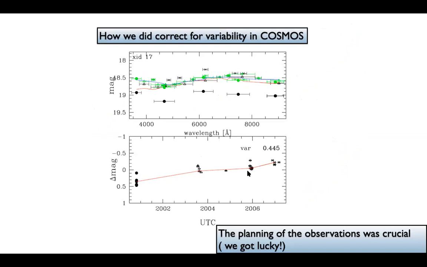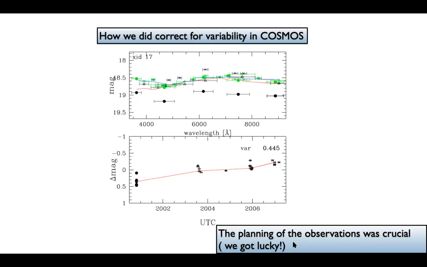So the object became brighter, and you can see here, this is the photometry that was taken with Sloan, and this is our photometry over a few years, over 3 years. You have different symbols. The green is the photometry after the correction for variability. I think that this is a kind of answering to your question, Jeff, is because the planning of the observation is crucial. So we got lucky.